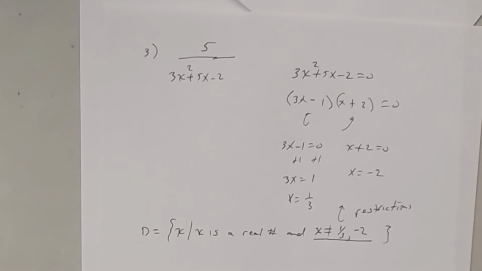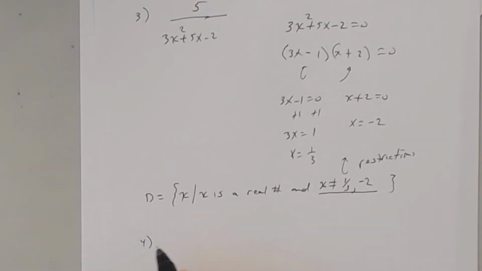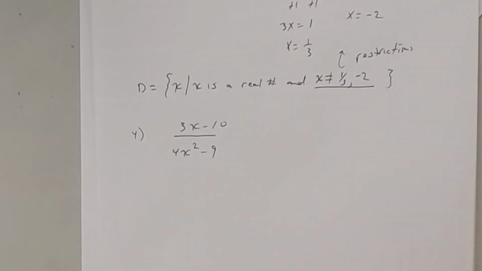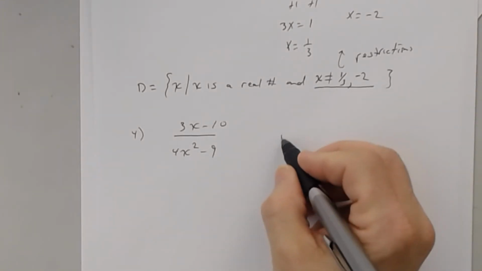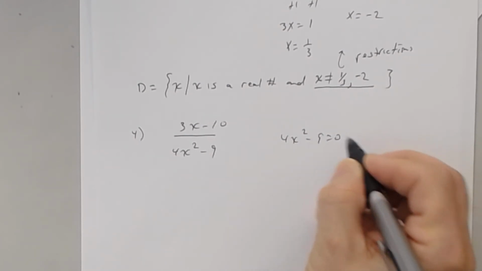All right, let's do one more. So this is number 4. We have 3x minus 10 divided by 4x squared minus 9. All right, so I want to find the domain of this rational expression. To find the domain, what is it I've got to ask myself first? Where is this rational expression undefined? Where is the denominator equal to 0? So I get 4x squared minus 9 equals 0.